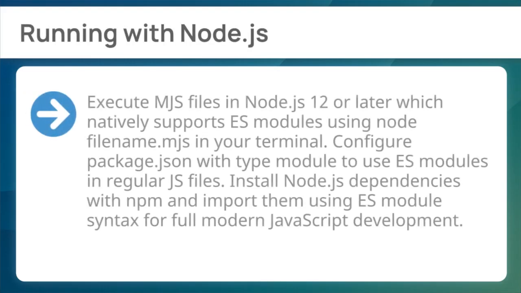Next, running with Node.js. Execute MJS files in Node.js 12 or later, which natively supports ES modules, using node filename.mjs in your terminal. Configure package.json with type module to use ES modules in regular JS files. Install Node.js dependencies with npm and import them using ES module syntax for full modern JavaScript development.